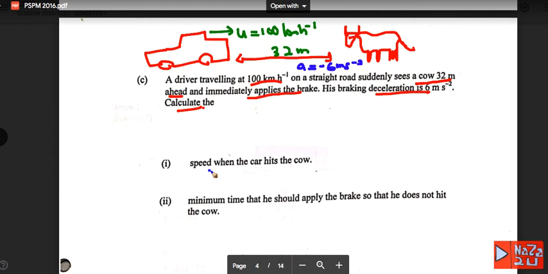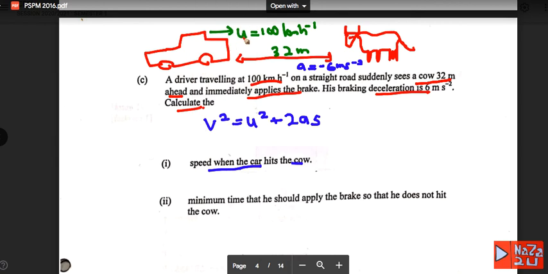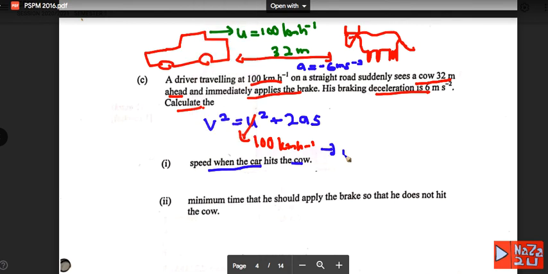So now, what is the speed when the car hits the cow? Here you can use the equation v squared equals u squared plus 2as, because the car is moving with velocity u of 100 km per hour. Make sure that if you use the value 100 here, you must convert to the SI unit, meters per second.